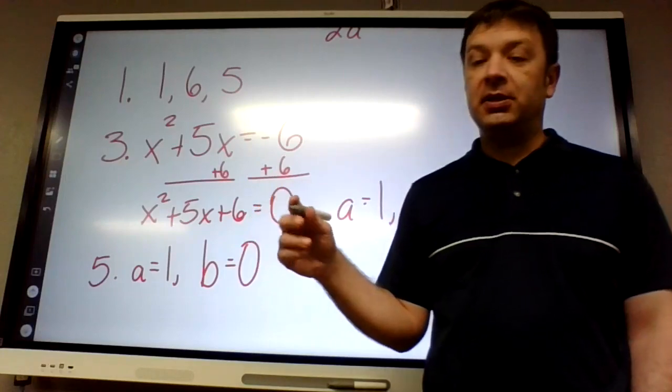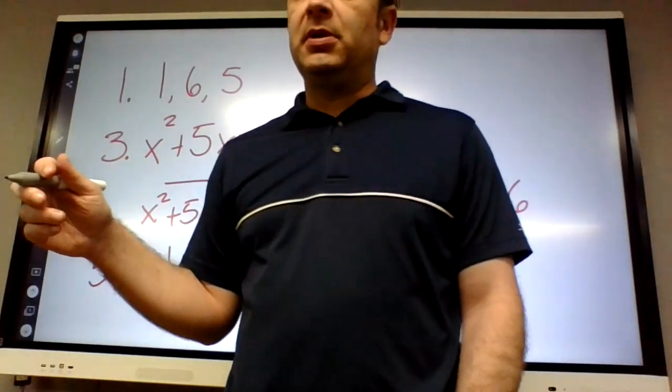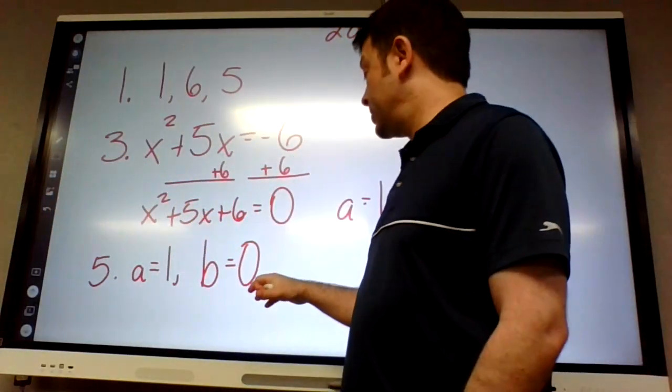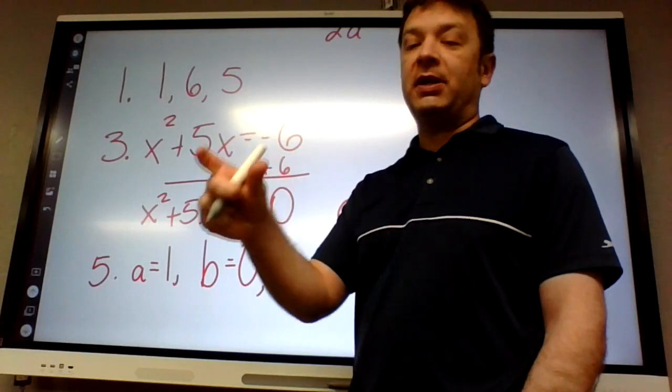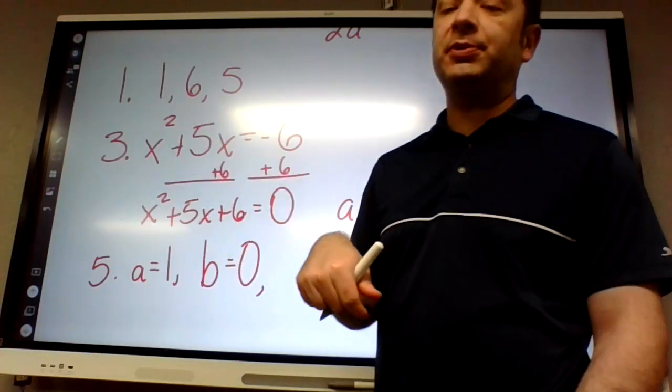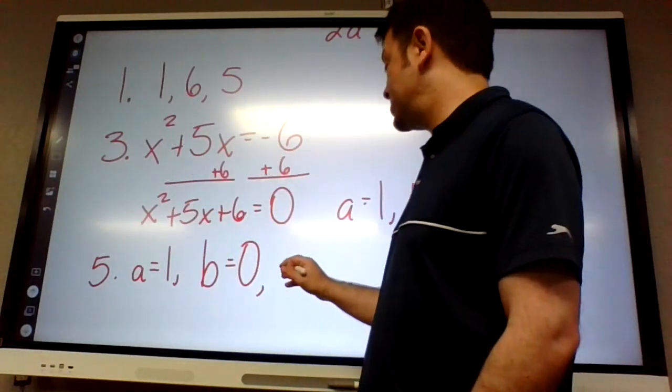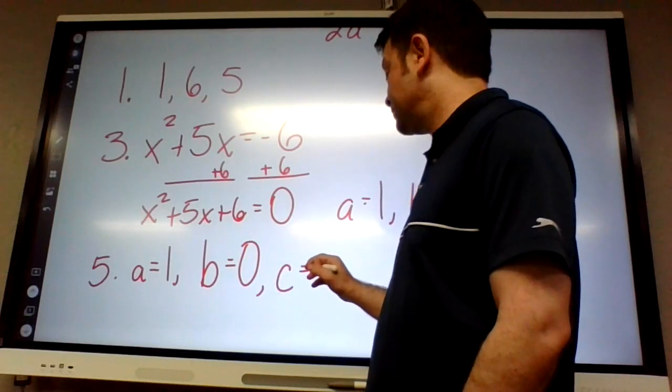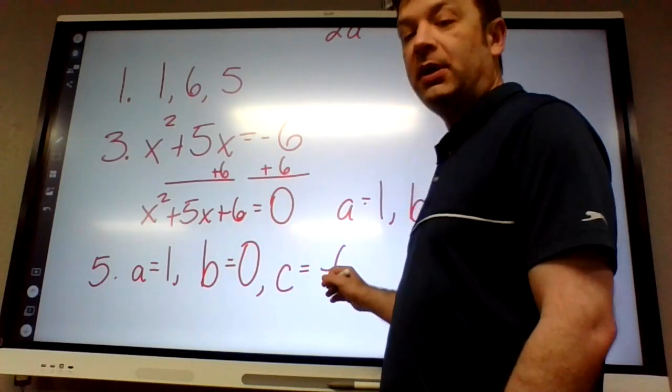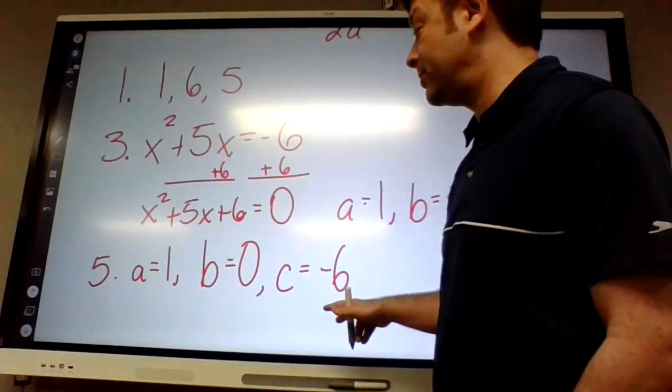Would that just be the square root of 6? No, 6 isn't a square. If you're solving it, you could add 6 to the right and then do the square root trick though. What's the C value on number 5? Negative 6. Okay, any questions on how we got that on number 5?